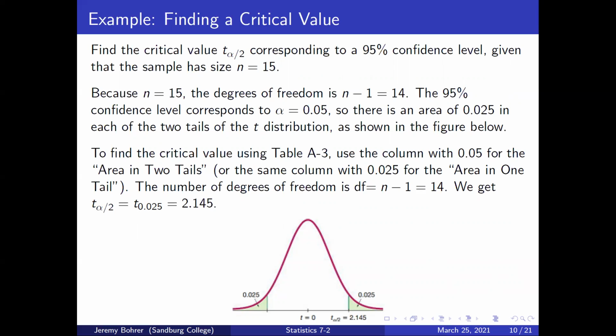To find the critical value using table A3, use the column with 0.05 for the area in two tails, or the column with 0.025 for the area in one tail. The number of degrees of freedom is df equals n-1 equals 14. We get t sub alpha over 2 equals t sub 0.025 equals 2.145.